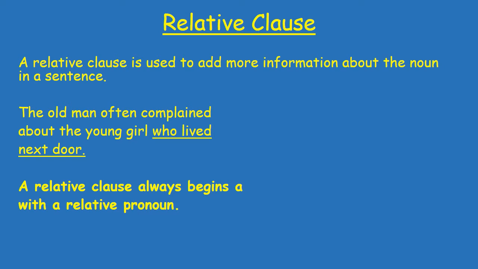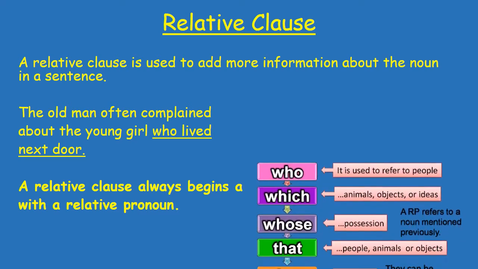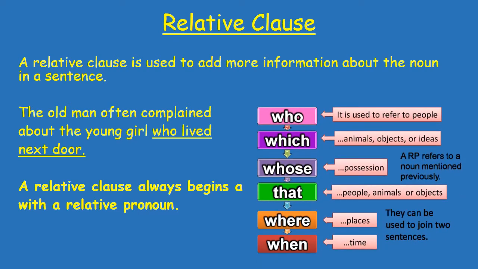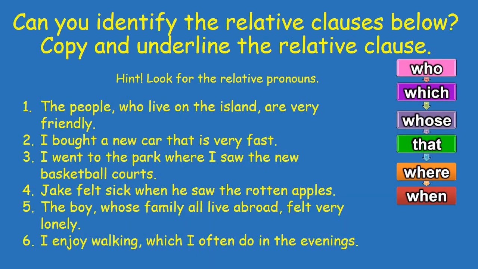A relative clause always begins with a relative pronoun, and we're just going to focus on 6 relative pronouns that are commonly used in the English language to help us identify a relative clause. So, have a look at the relative clauses below, and I'd like you to copy and underline the relative clause in your exercise books. Hint, look for the relative pronouns in the sentence to help you spot them. It's a good idea to just pause the video here and complete your writing in your book.